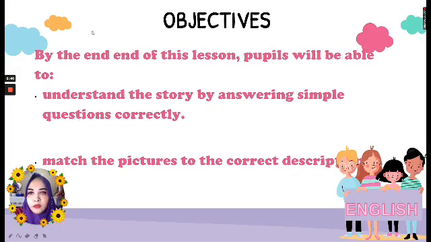By the end of this lesson, pupils will be able to: one, understand the story by answering simple WH questions. I'm going to ask you about 10 questions about the story and I need you to answer them. I also will make sure that you will be able to match the pictures to the correct description about the story on street food.